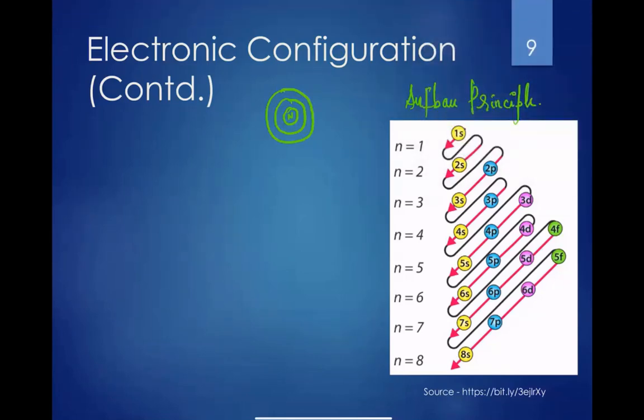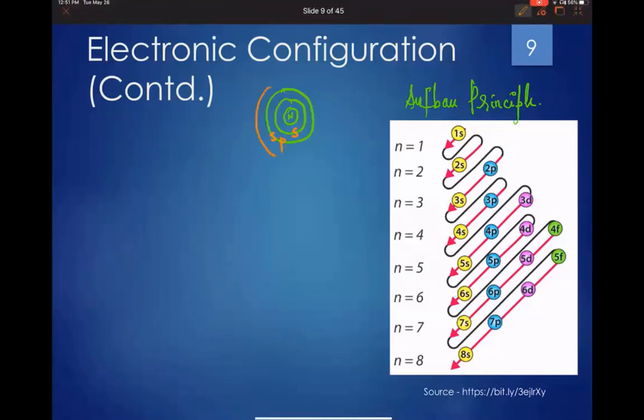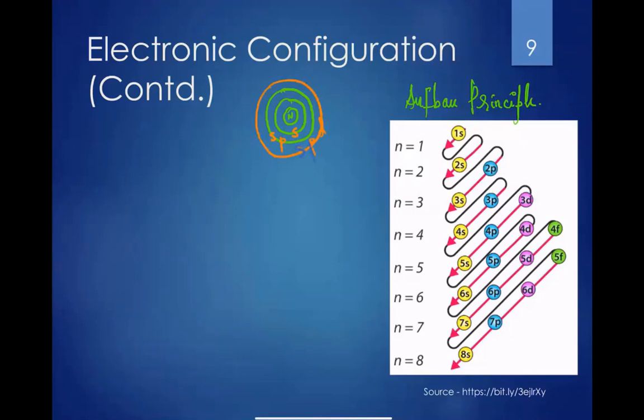Say the first level has an S sub-level. The second level has 1s and 1p. Similarly, if you have another level, it has an S level, a P level, and a D sub-level. Let me use a different color here. You have S here, P here, and then D.